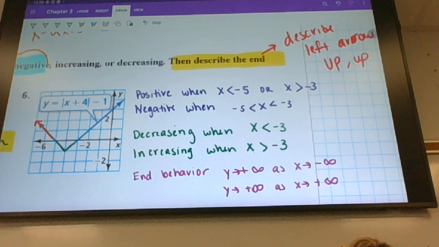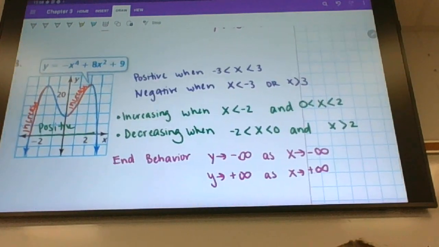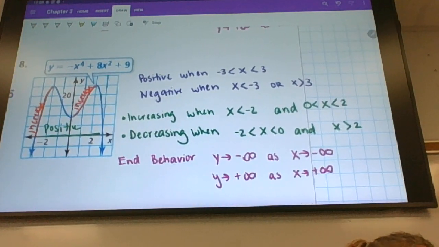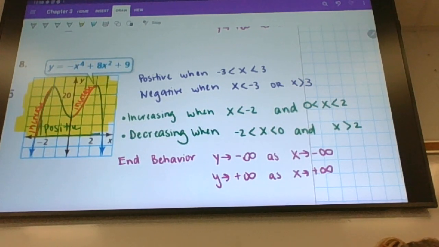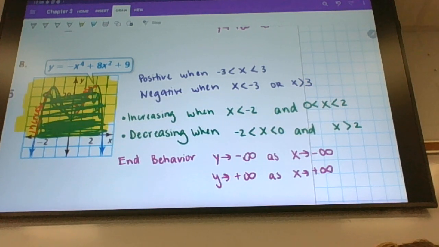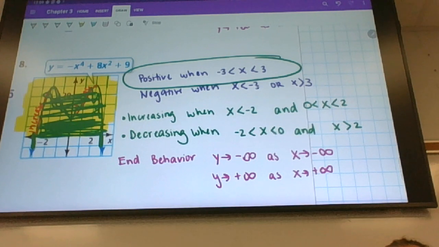Let's look at 8. Anything that I'm highlighting in yellow is positive. That whole part is positive. How do we describe where that part is located? I'll do it in green. It's positive through all of this area. How do we describe it? It's between x is -3 and x is +3.